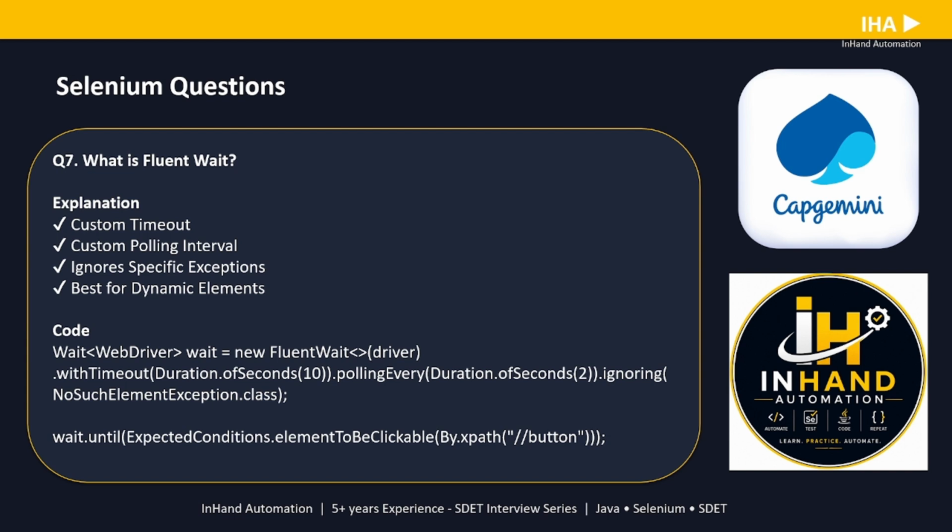So in the withTimeout we will be providing that time, and in pollingEvery we will be providing the time interval at which you want your wait mechanism to check whether the condition is satisfied or not. And in ignoring, you will be providing the exception, so that if this particular exception comes, just ignore it and proceed.